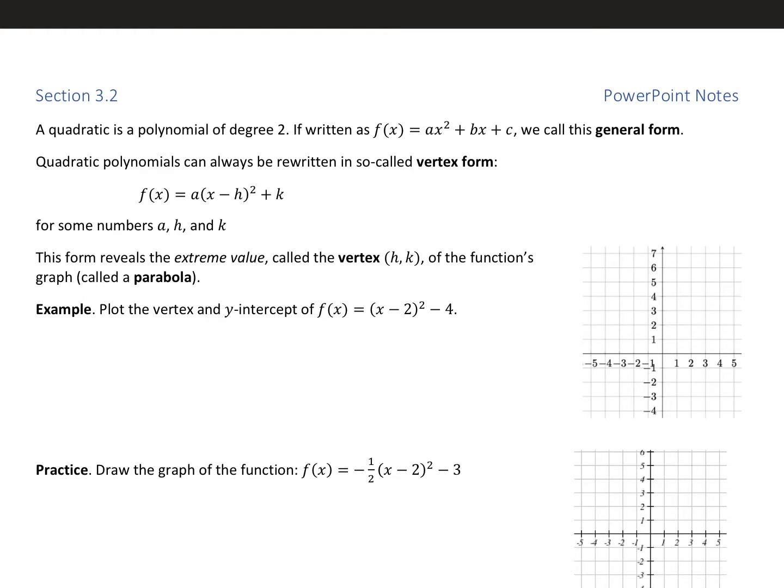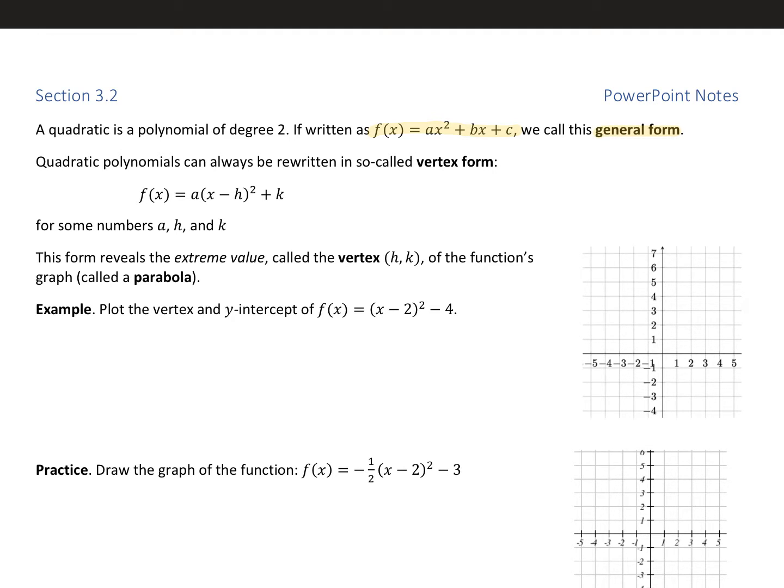In section 3.2, we focus on degree 2 polynomials, sometimes called quadratic polynomials. In terms of polynomials, we expect a degree 2 polynomial to look something like this, where we have a term with an x squared, a term with an x, and a constant term possibly. When a quadratic is written like that, we call that the general form of the quadratic.